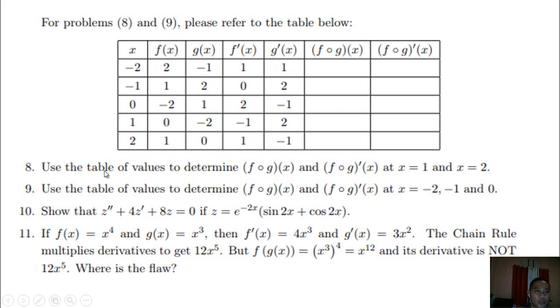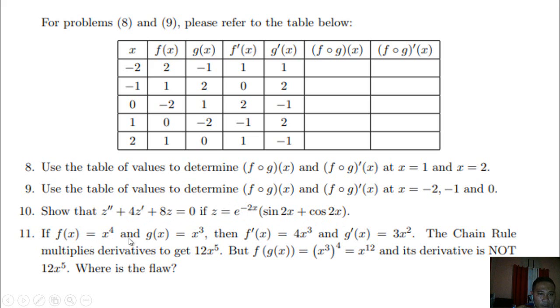Very clear. So, show that z double prime plus 4 times z prime plus 8z is equals to 0 if z is equals to e to the negative 2x times sine 2x plus cosine 2x. Okay, madali lang ito. Why? Because kukunin natin ang first derivative at saka second derivative, then substitute. Then, creates a 0.